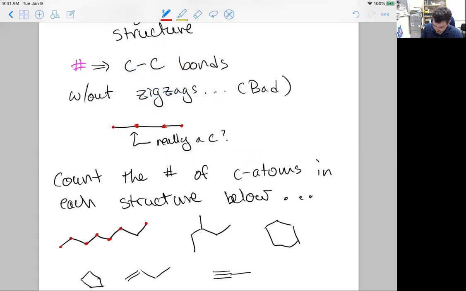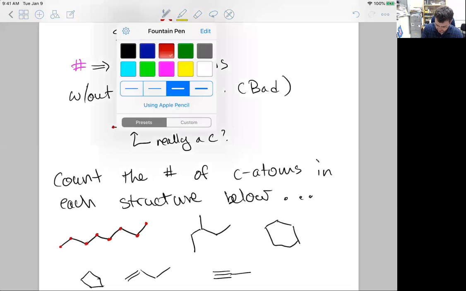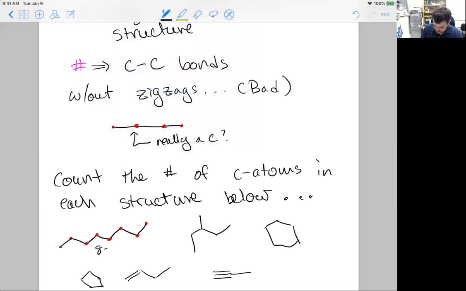So this looks a lot like butane, but it's longer. If we count 1, 2, 3, 4, 5, 6, 7, 8. So in this first example, I've got 8 carbons. Now I'm going to get my red pen and make dots at each of the carbon atoms, and you can compare your notes and see if you had a similar analysis. Some of these are exceedingly hard.